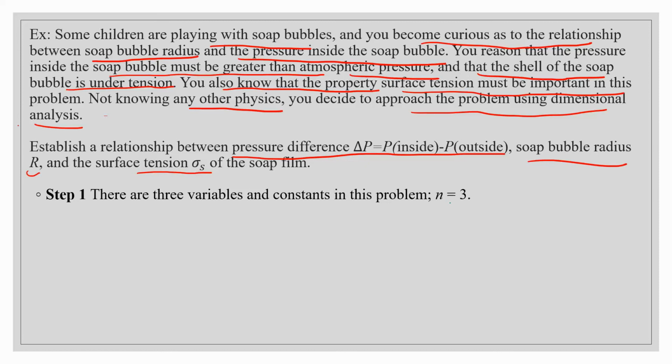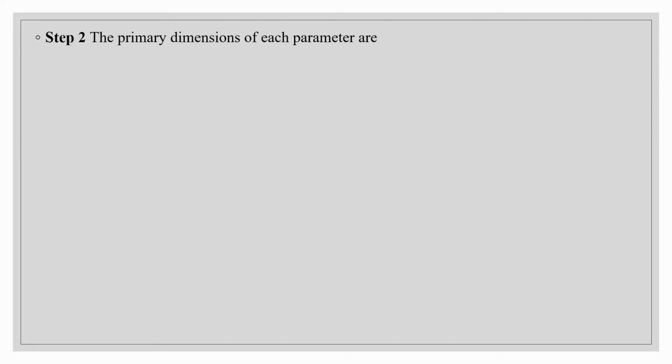As you can see, there are 3 variables: the pressure, the radius, and the surface tension. So we have n equal to 3. Now we need to list all the relevant parameters. So here I list it like this: the pressure will be a function of these two. Now we need to write down the primary dimensions of each of the parameters.